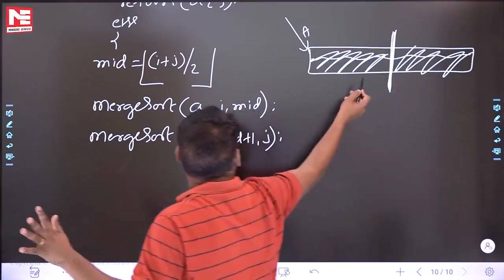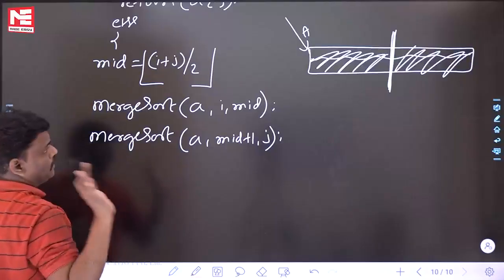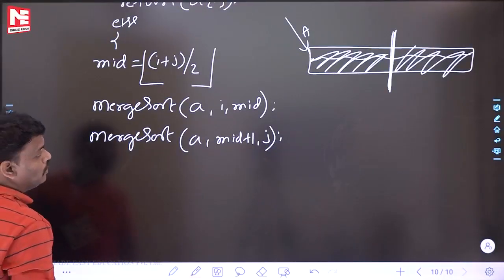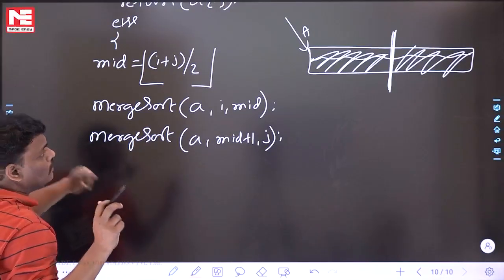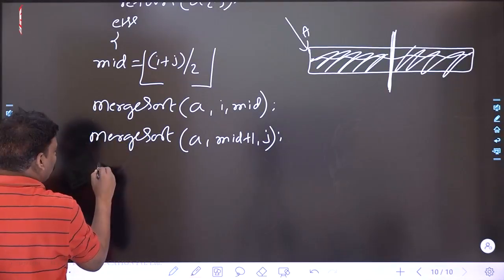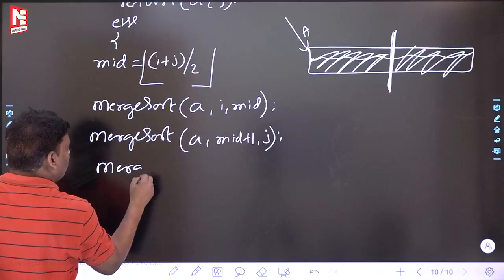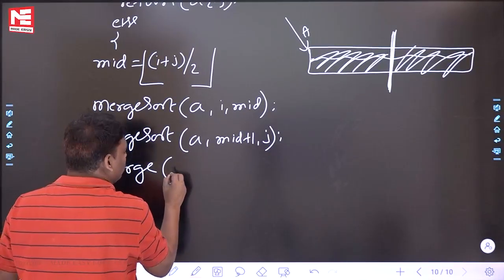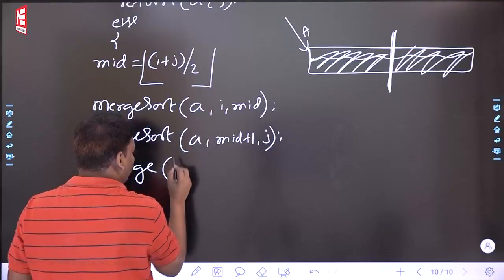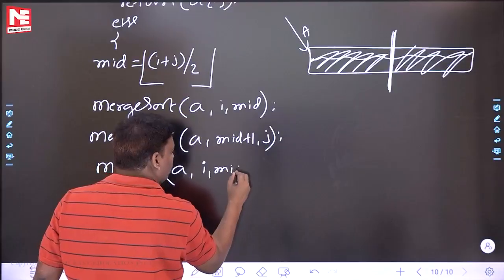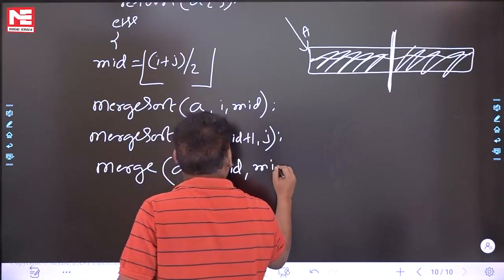Now, what do you have in your hand? Two sorted subarrays. From where to where? First half, I to mid. Second half, mid plus 1 to j. Now you have two sorted subarrays. It's the correct time to call the merge algorithm. I am not calling merge sort, I am calling the merge algorithm. Can you say the merge algorithm input? Two sorted subarrays. In the A array, the first group is I to mid, and the second group is mid plus 1 to j.